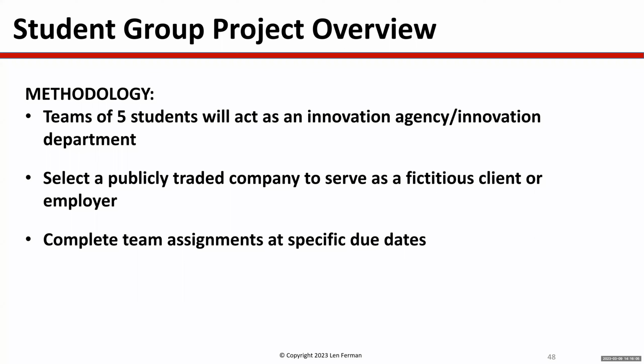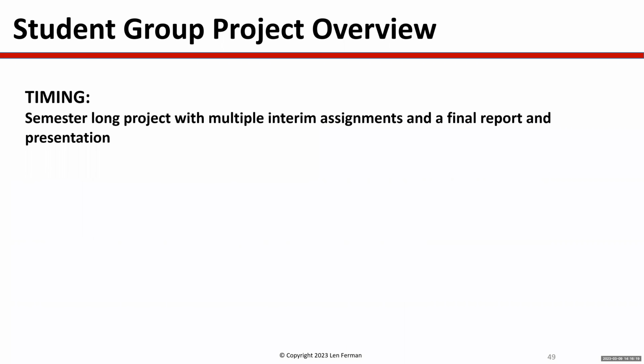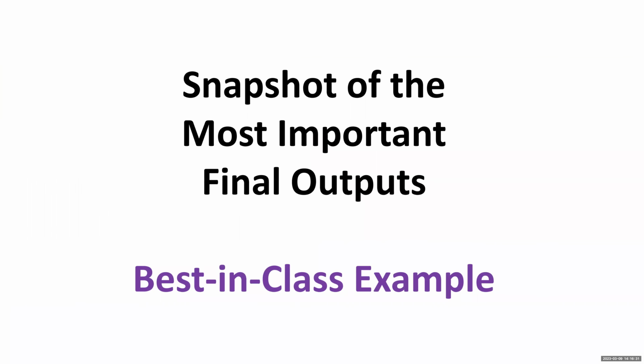And they select a publicly traded company that's going to be their fictitious client that they're going to work for during the entire semester. And then very generally, there's a whole bunch of assignments and due dates that they complete during the semester. So it's a semester-long group project with multiple interim assignments. There's also a final report and presentation, but they're not actually even the most important thing in the project. It's all the deliverables combined. And I want to give you some tangible idea of what we're talking about, so I want to give you a snapshot of some of the most important final outputs.